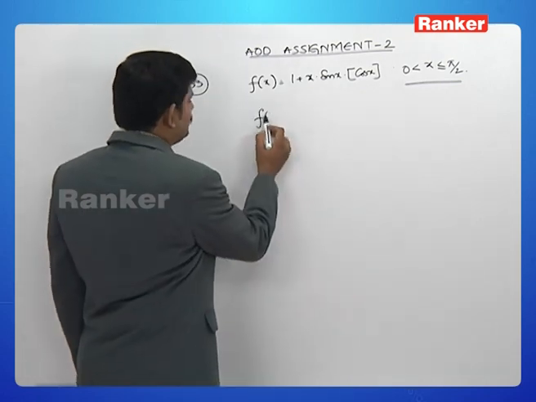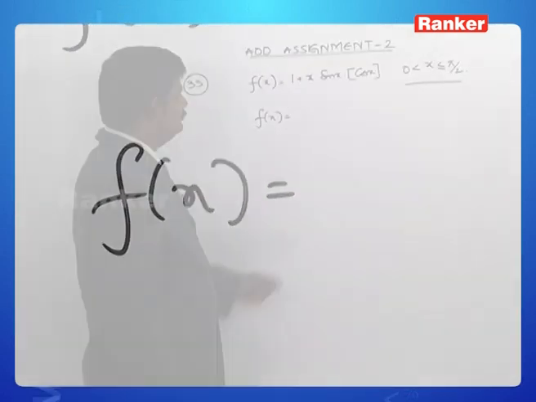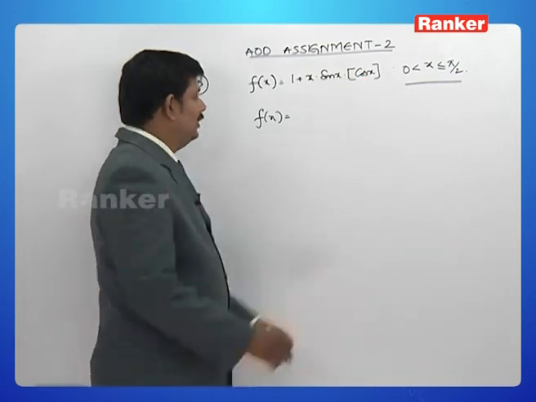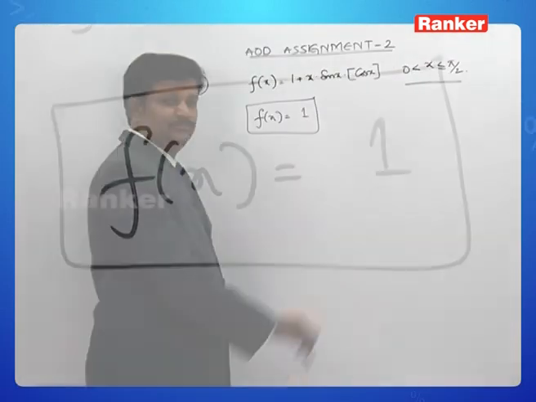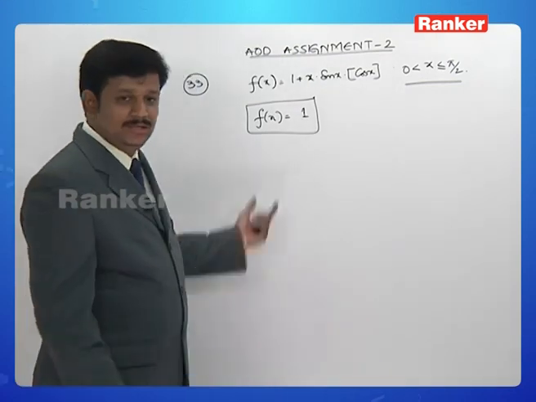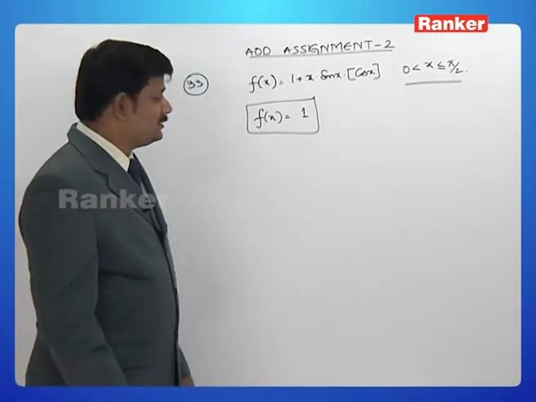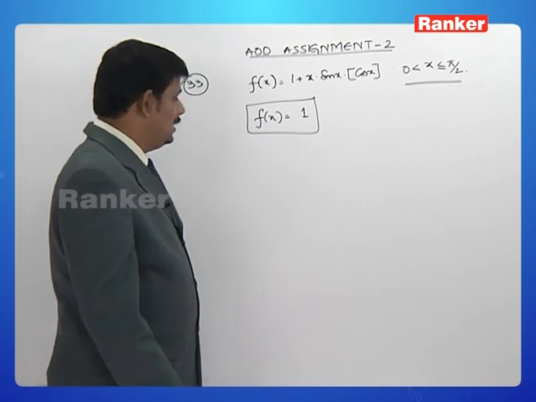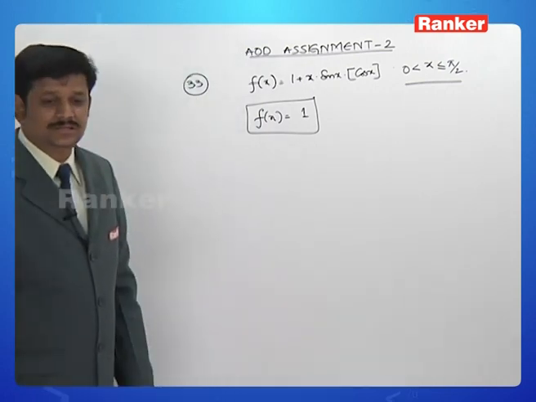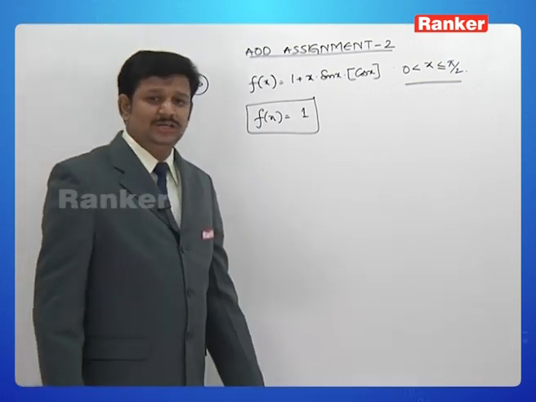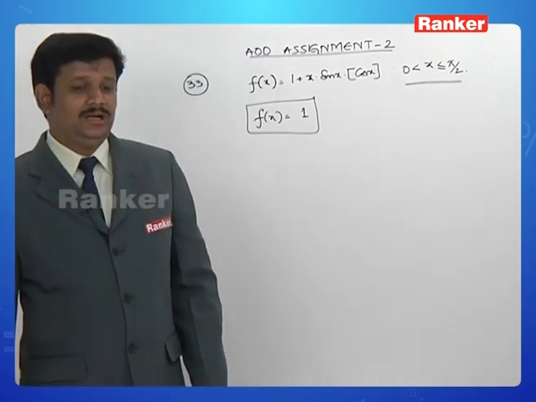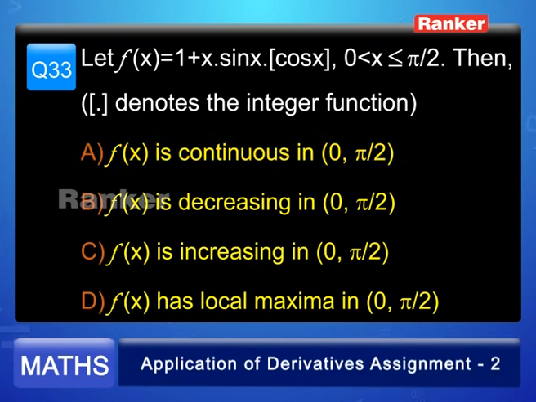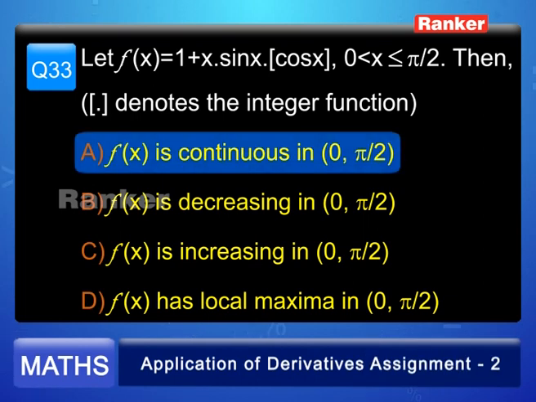So, as this is 0, f of x is a simple constant function 1. A constant function is not strictly increasing. A constant function can't be strictly decreasing. A constant function has no local maxima or local minima. So the only possible option is that f of x is continuous in 0 to pi by 2. It's answer A.